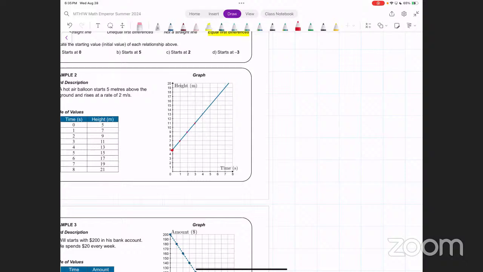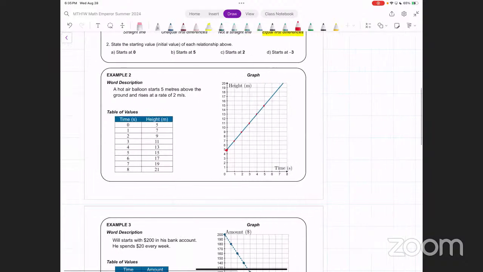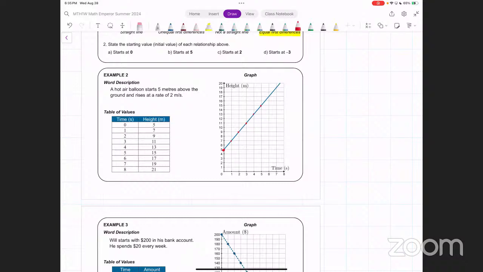So everyone see the pattern? So everyone happy with the graph? Straight line? Now the next one, table of values. So if you've got a table of values, it's the same question. It's a balloon. You can say start at 5 and going up by 2 each time, isn't it?